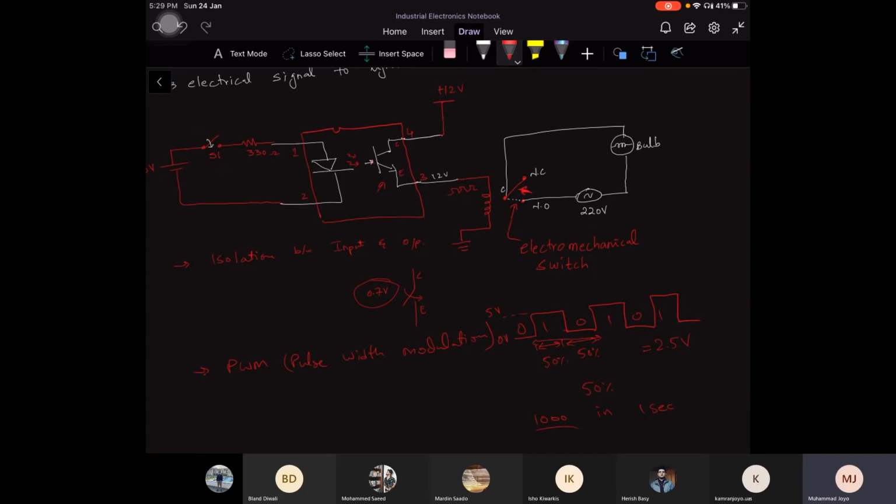So what we were talking about here was what happens if you provide a PWM signal to the relay. At low frequencies, the relay will switch on and switch off, but that is quite an annoying sound.